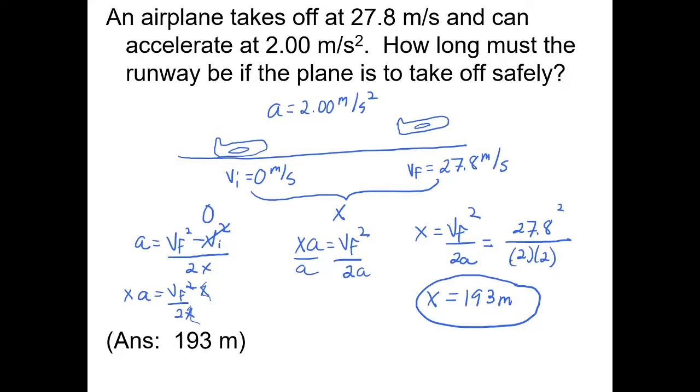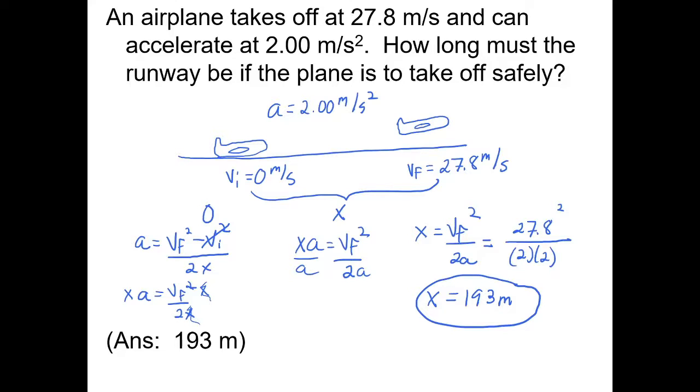It's very important when we get these answers to take a look at them and see if they make sense. And you might say, well, how do I know if that makes sense? It's kind of a gut feeling thing, or a personal experience. So 193 meters. Well, a football field is about 100 meters or 100 yards. So this would be roughly 2 football fields. Okay, that's at least possible, maybe for a small plane.